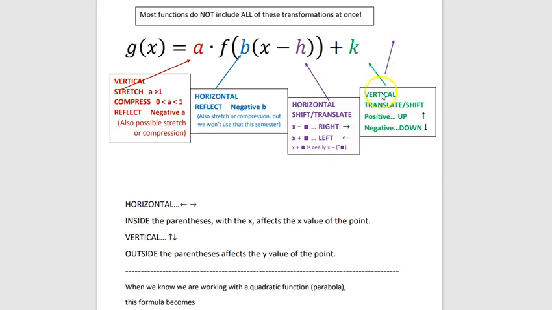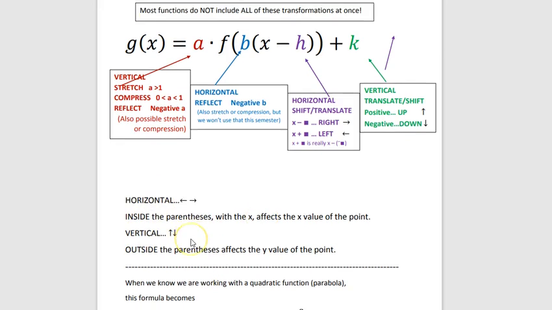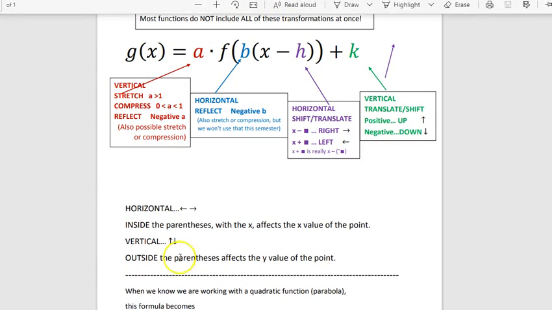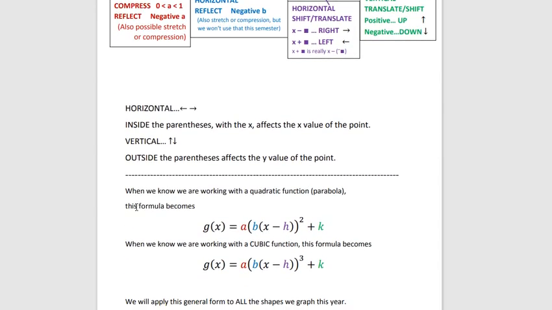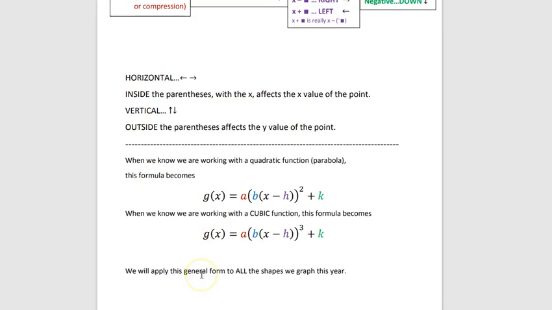Now, K is probably one of the easier ones, because if it's positive, it's going up. If it's negative, it's going down. No tricks to it. Understand what horizontal and vertical are. Inside the parentheses with the X affects the value of the X, and outside affects the value of the Y. So you want to make sure you have all of this written down somewhere, or typed out, to have it ready to view whenever it's needed. It says when we're working with quadratic functions, which are parabolas, it's going to look like this. And when we're working with cubic functions, it's going to look something like this.